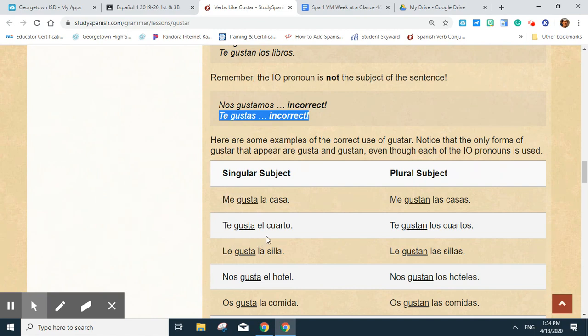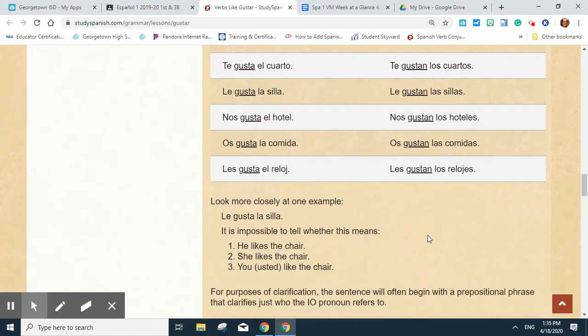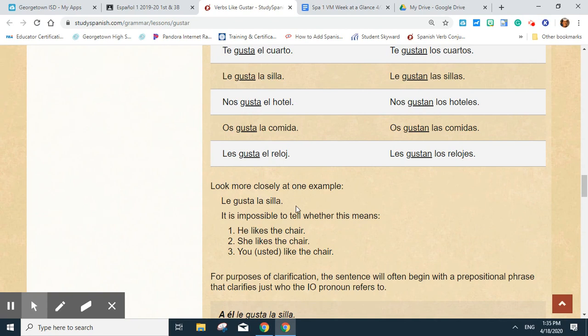Te gusta el cuarto. Te gustan los cuartos. Le gusta la silla. Le gustan las sillas. Notice that this is yo, tú, él, nosotros, vosotros, and the plural, ustedes, ellos, ellas. That's what this means. And it gives you other examples. But now let's look more closely at this example.